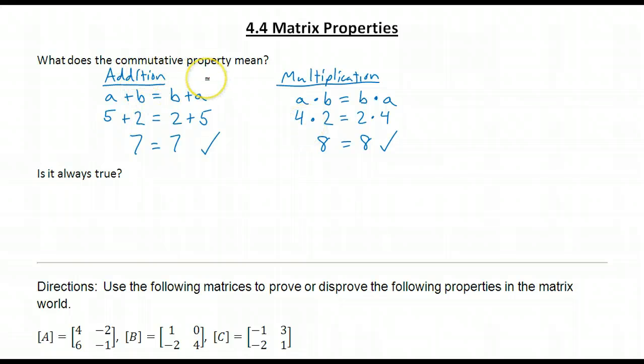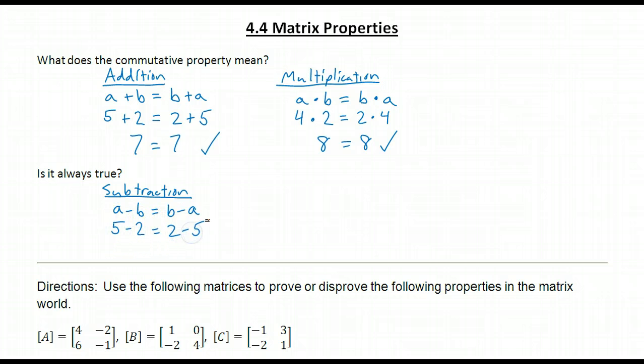Is the commutative property always true? If I look at subtraction, a minus b would be the same as b minus a. Well, let's find out. Let's take those same numbers. 5 minus 2 equals 2 minus 5. On the left side of my equal sign, 5 minus 2 is 3, and 2 minus 5 is negative 3. 3 does not equal negative 3, so the commutative property of subtraction is not true.